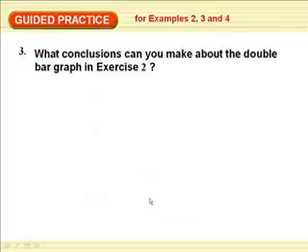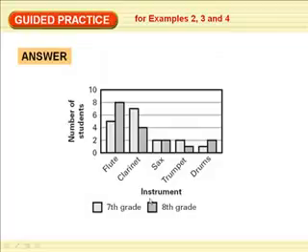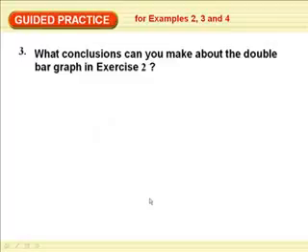What conclusions can you make about the double bar graph in exercise 2? There's lots of things. You look back, you can say the same number of 7th and 8th graders play the saxophone. More 8th graders play flute than 7th graders. That's the types of things they want you to say on questions like that.